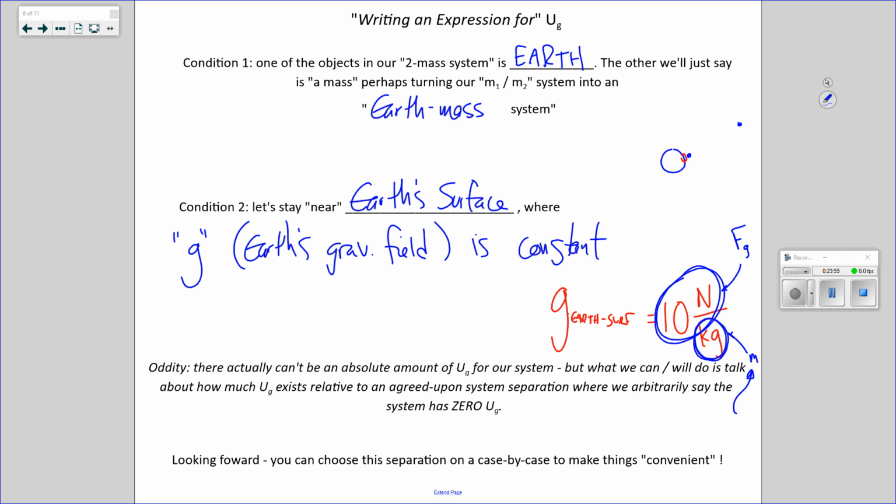So if we take these two conditions, there's a little oddity here that you can read. It's more of a disclaimer. We actually have to be able to talk about differences in gravitational potential energies from one place to another, or one configuration of a system to another, but don't worry about that so much.